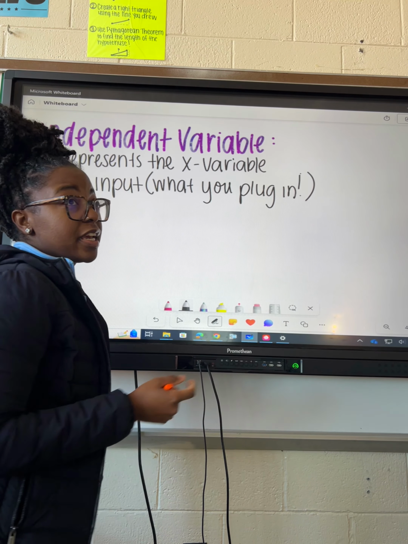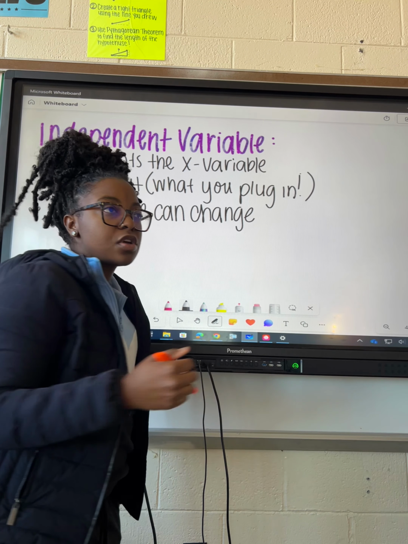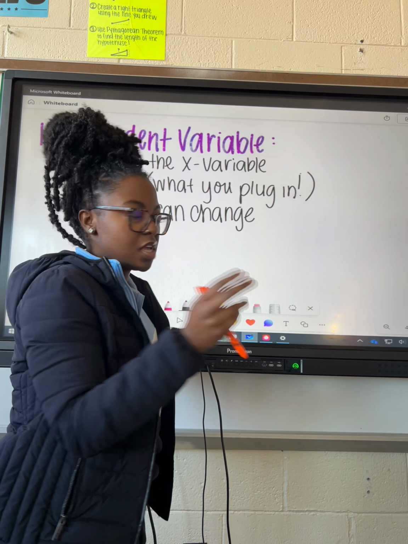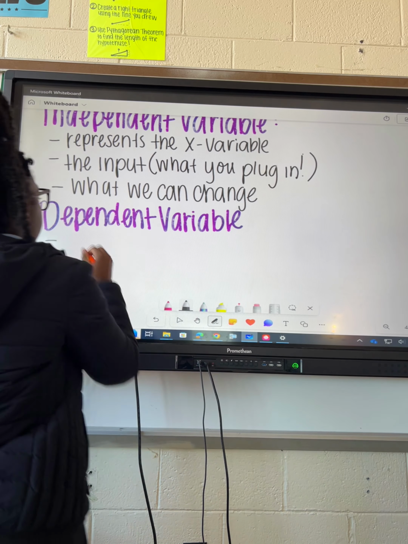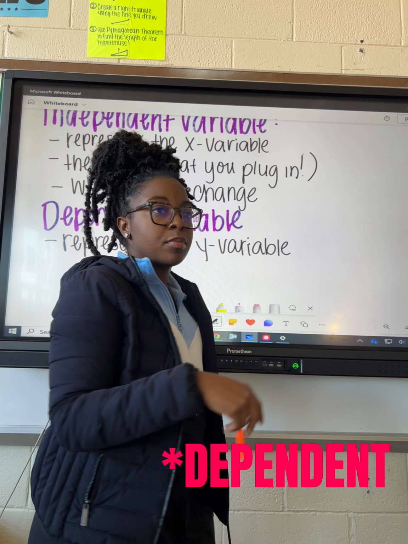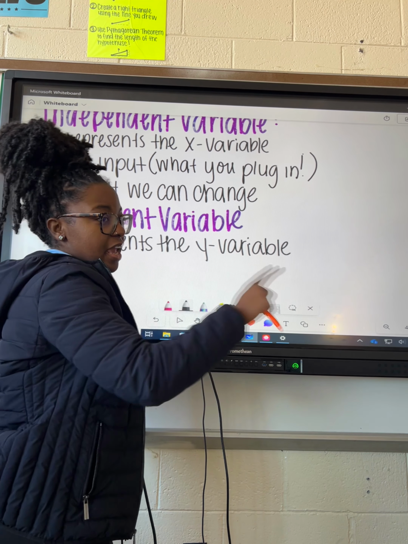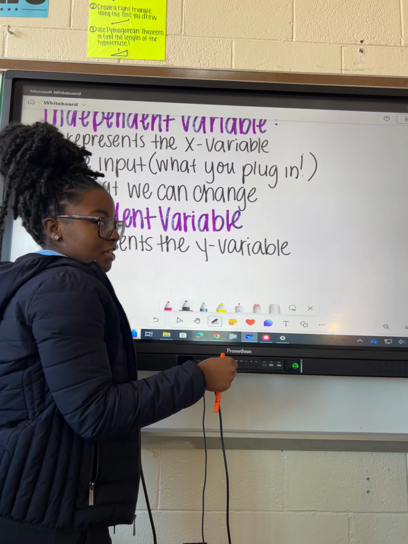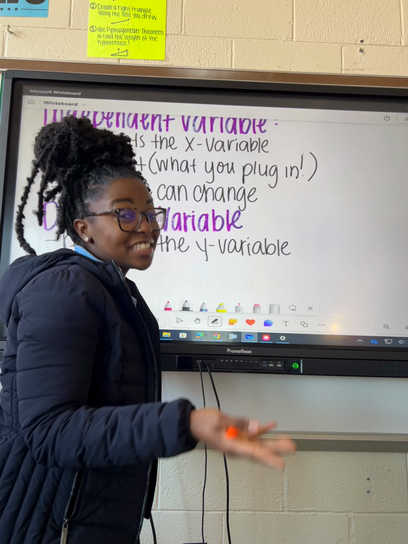You need to know that the independent variable is what we can change, so what we can manipulate. That's it. The dependent variable is literally the complete opposite. So independent is the x, dependent is the y. X and y. That's it.